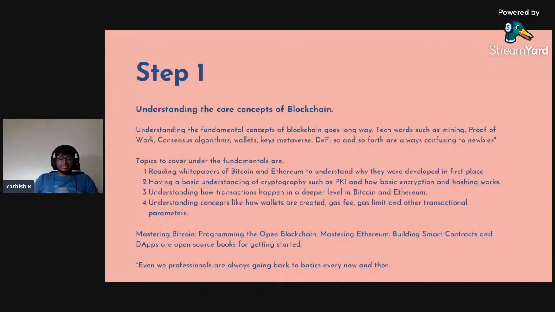and other transactional parameters. It's easy for us to download a MetaMask and generate a wallet and use that wallet, right? But you should know how those wallets are created. What are these seed phrases that are used? How do we actually generate it on our own and everything?